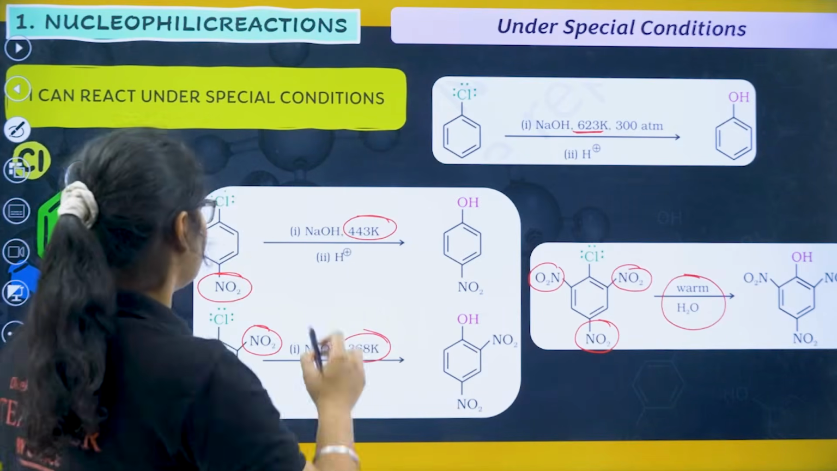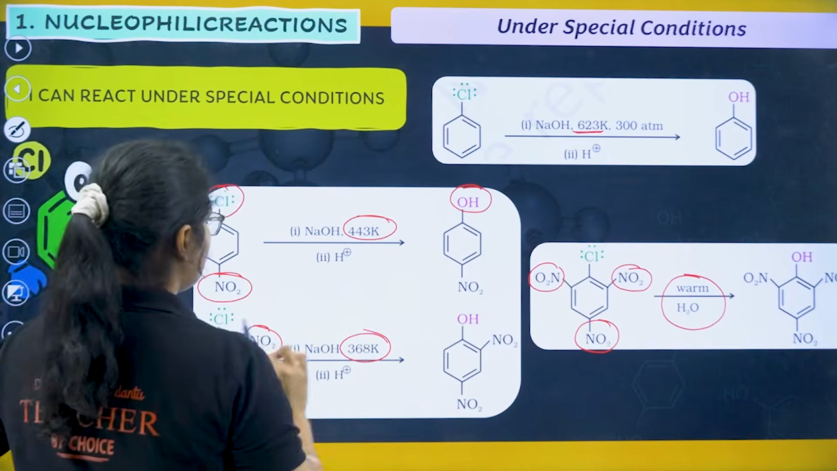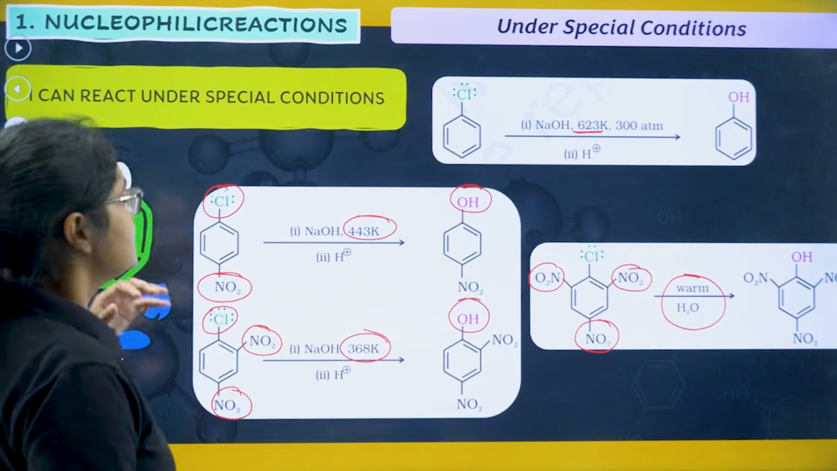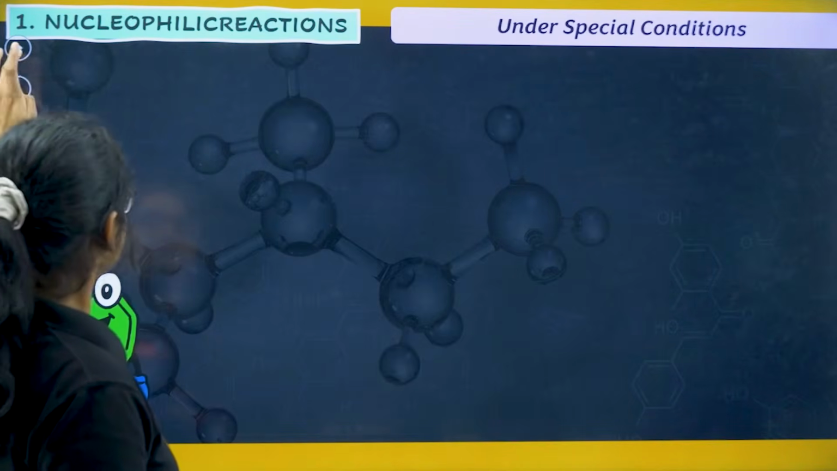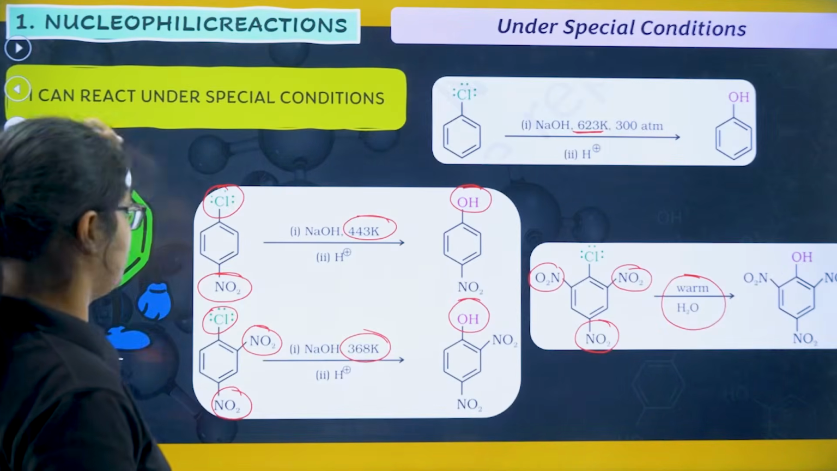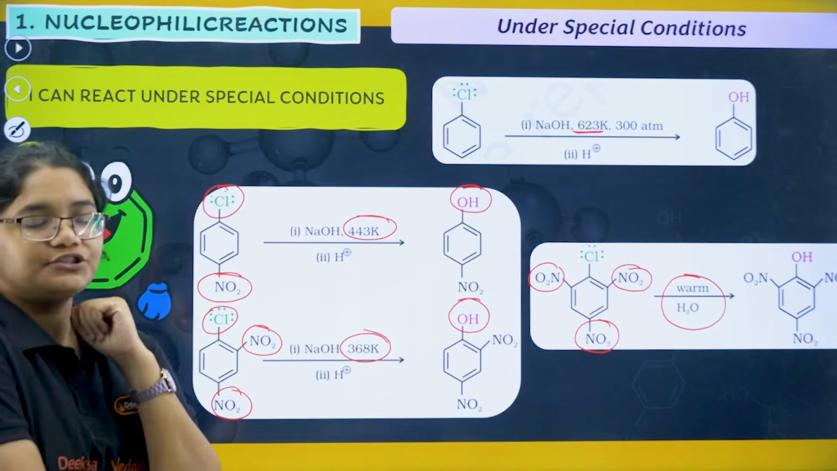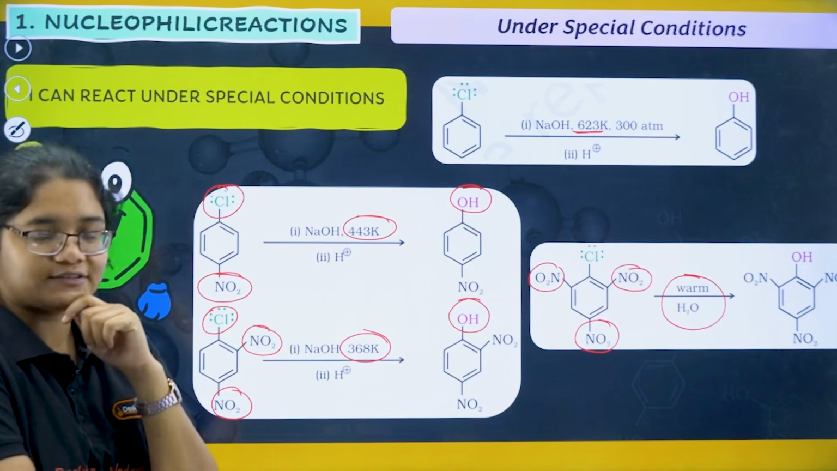So what is the reaction happening? The chlorine group is replaced with the OH group, right? That is the reaction happening. Clear? Now have you observed something: we have added the NO2 group, no doubt, but at what position did we add the NO2 group? That is the next question.